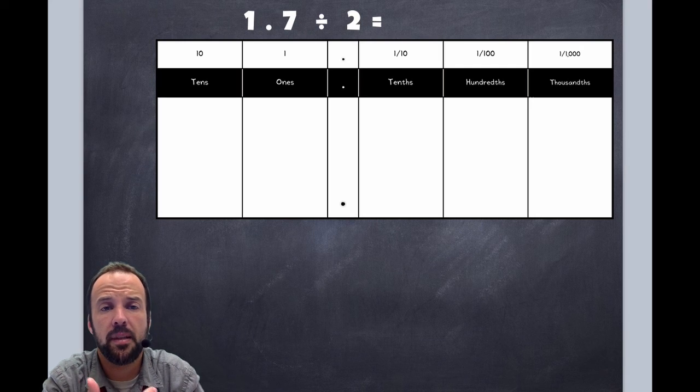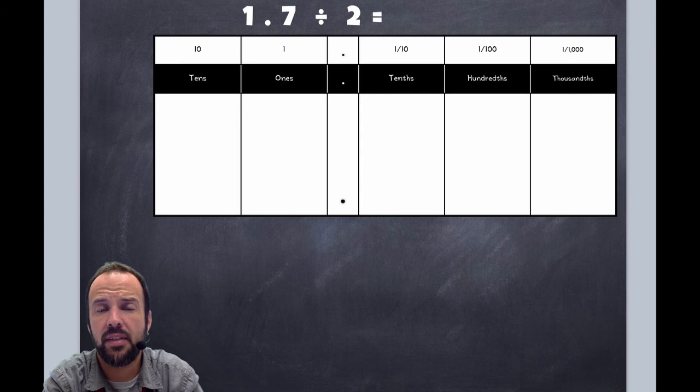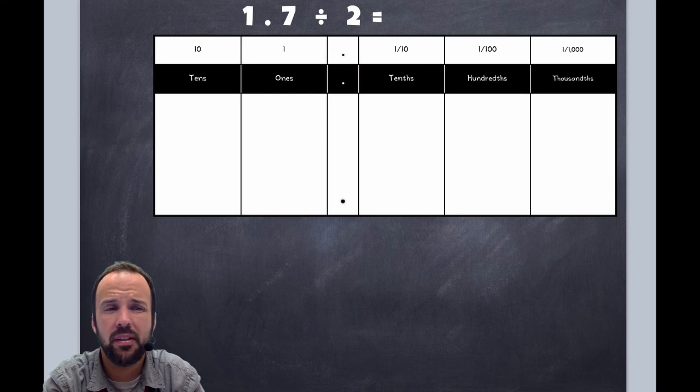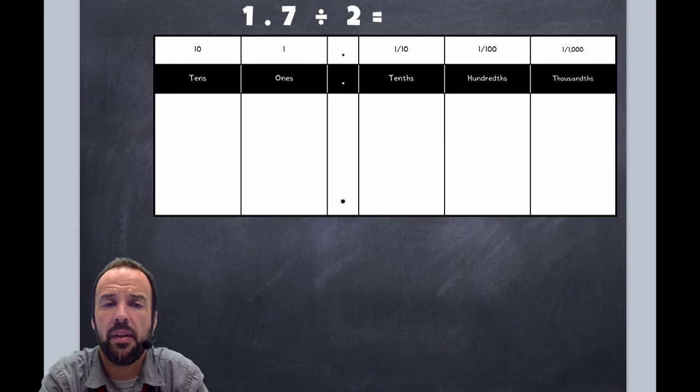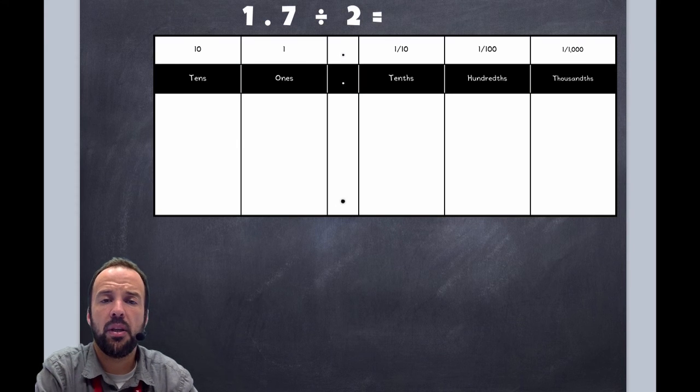All right, guys, so my first example here, I have 1 and 7/10, and we're dividing that by 2, okay? We've done division of decimals before. It kind of works in the same way that we divide whole numbers. We just have to remember about the decimal place as we go through.